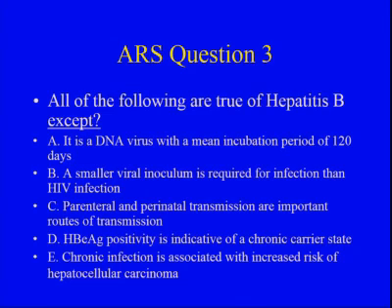Okay, hepatitis B. All of the following are true except: it's a DNA virus with a mean incubation period of 120 days. A smaller viral inoculum is required for infection than HIV. Parenteral and perinatal transmission are important routes of transmission. Hepatitis E antigen positivity is an indicator of a chronic carrier state, and chronic infection is associated with a higher risk of hepatocellular carcinoma. And remember, these are all the following are true except. If you can key in your response.